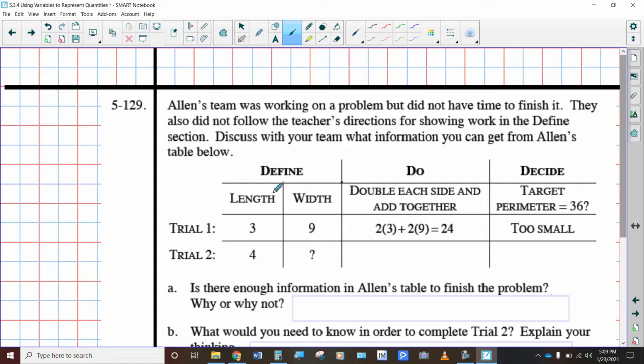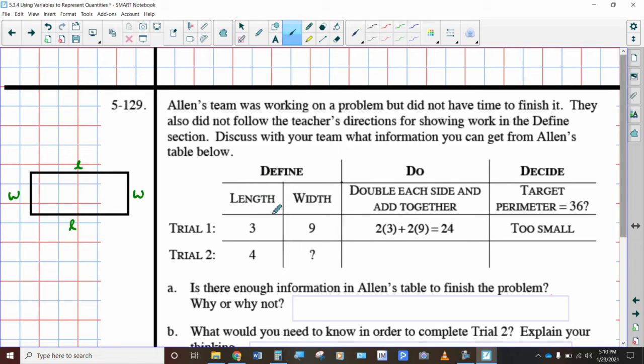For this particular situation, looks like we've got a length and a width, which makes me think we've got a rectangular shape here. It says double each side and add together. This is the formula for finding the perimeter, right? When you take any kind of a rectangle, you've got 4 sides. This is your length, and this is your width. So you've got 2 lengths plus 2 widths. That ends up giving you the total perimeter, or the distance around the shape. So this is a perimeter problem.